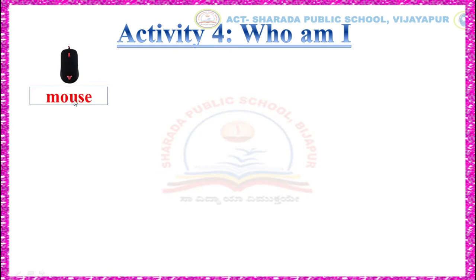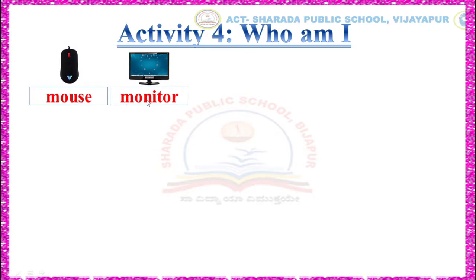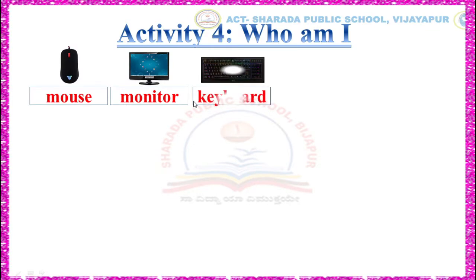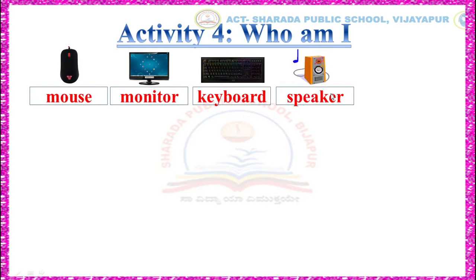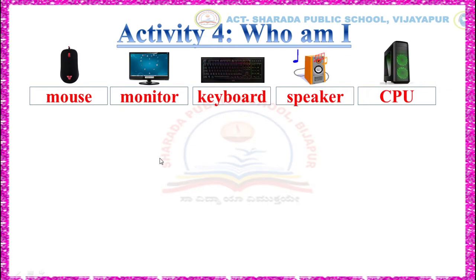First one is mouse, monitor, keyboard, speaker and CPU. Children, you need to read the sentences and fill the answers in the given space.